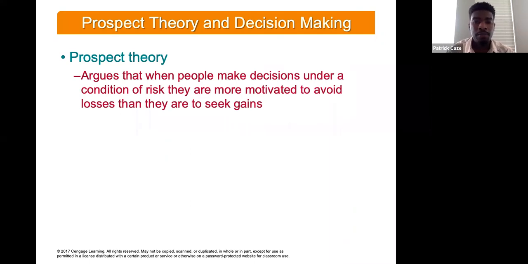Prospect theory argues that when people make decisions in a condition of risk, they are more motivated to avoid losses than they are to see gains, right? And so when we talk about prospect theory, we're just trying to mitigate our losses, okay? We don't want to lose anyway. If we are going to lose, we need to keep them as minimal as possible. We're not really trying to come up.